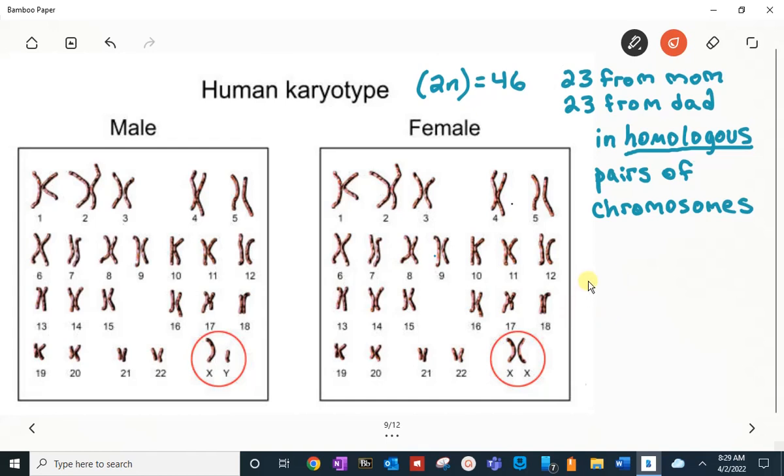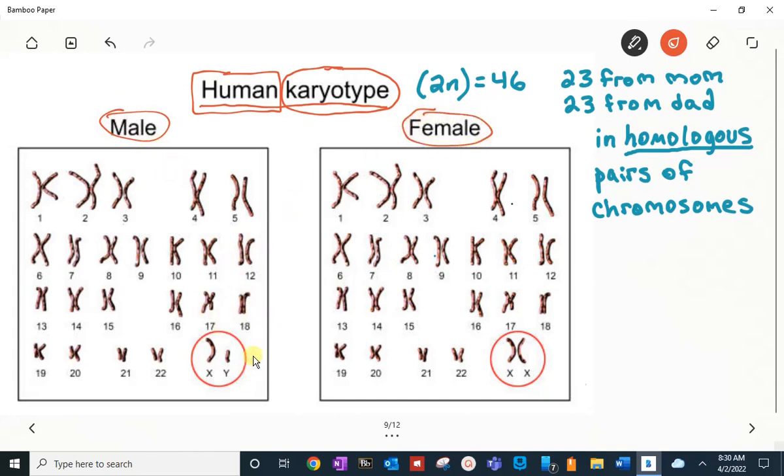Okay, so this is a picture of a human karyotype. A karyotype is just like a little map or a chart mapping out all of the chromosomes of a particular species. In this case, we're looking at the species of human, Homo sapien, and this is our karyotype. As you can see, we have one for male and one for female, and there's only one difference here.